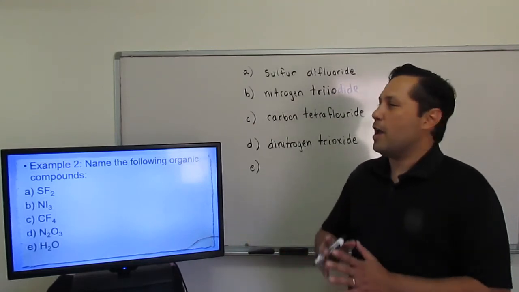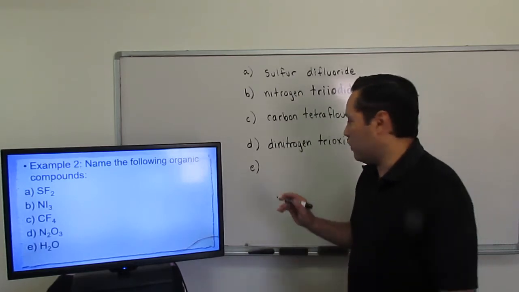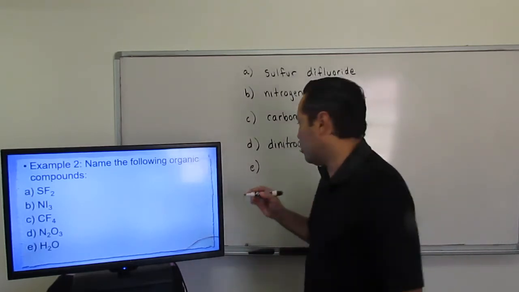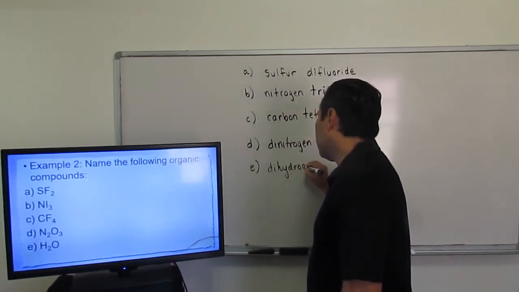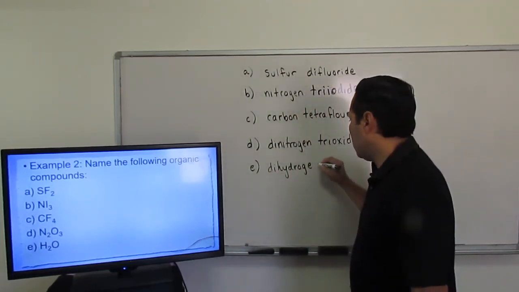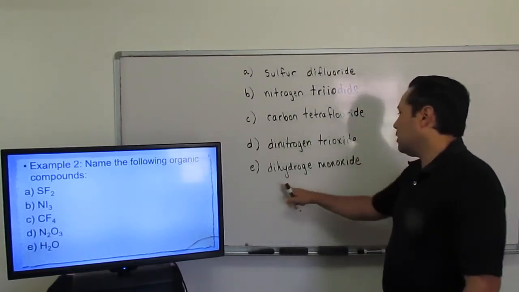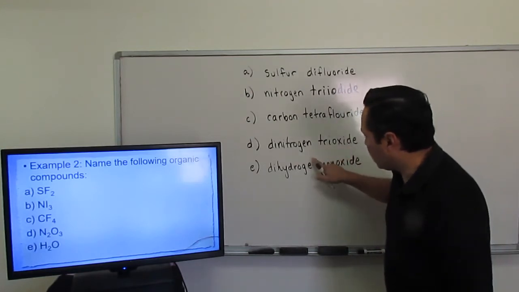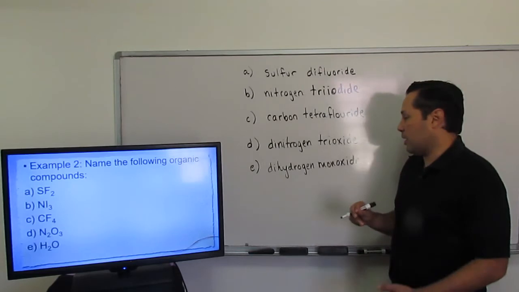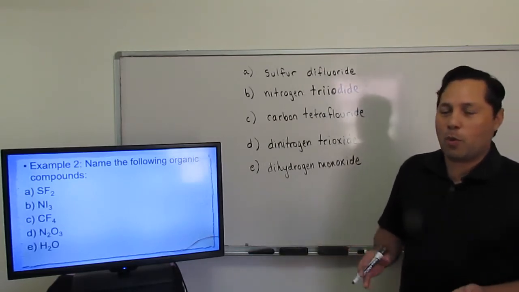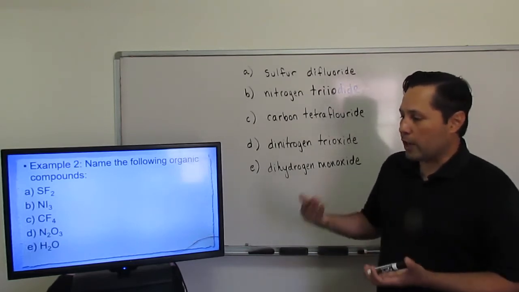H2O is water. Everyone calls it water. You're never going to see this name ever. It's just water, but we'll write it down anyway. There's 2 hydrogens, so I'm going to write dihydrogen, 1 oxygen, monoxide. Dihydrogen monoxide. Oops, forgot the N right here. Pardon me. Dihydrogen monoxide. Again, you're never going to see that. Everyone calls it water. Alright, so that takes care of our compounds.